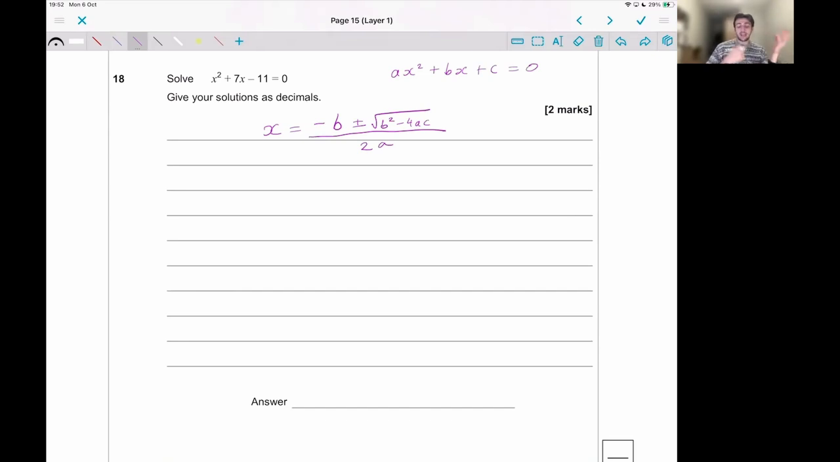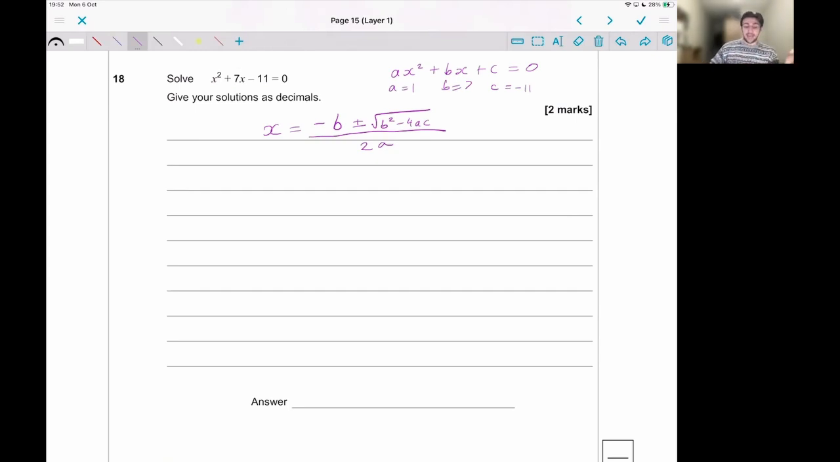So when you have a in front of the x squared, b in front of the x, and c as the units, and then the whole thing is equal to 0, that's when you can use the quadratic equation. We have that here. In our case, we've got a as 1, because we've got nothing in front of the x squared, so we've got 1 times x squared. We've got b as 7, because we've got a 7 in front of the x. And then we've got an 11 on the end, except it's not an 11, it's a minus 11. So you have to remember the minus sign. So C is minus 11.